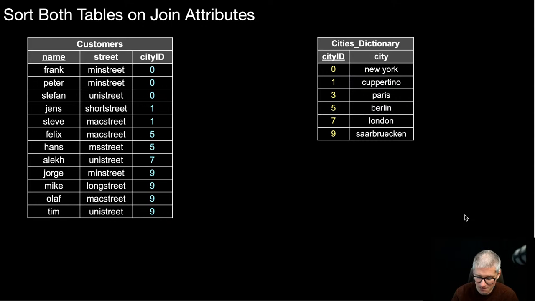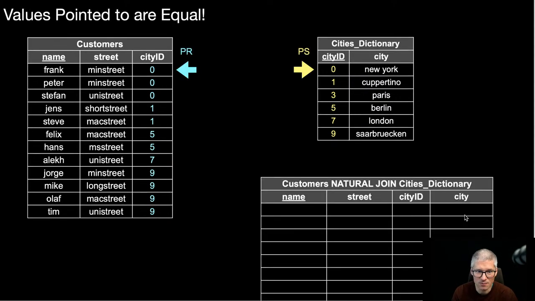Now let's look at what an algorithm could do here. What I basically do is keep two pointers, one for each of the relations, pointing at the next element to inspect.